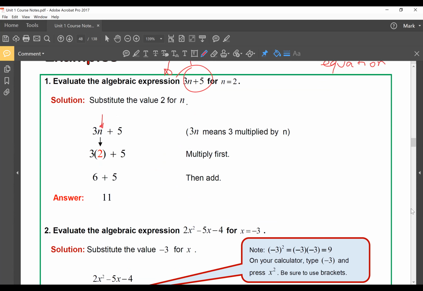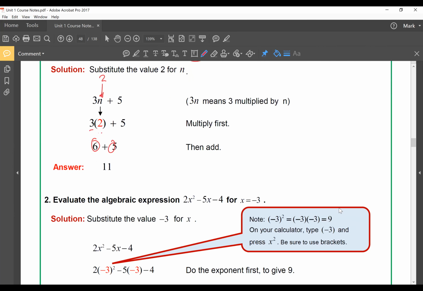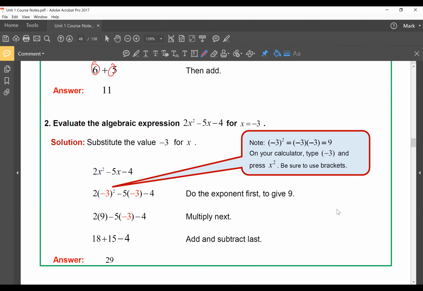So here I put in my 2. So 3 times 2, that's 6, and 5 is 11. Easy. It can be a little harder when you look at number 2. So number 2 says, evaluate this expression, but put in -3. Now, I have a hint or a tip for you.